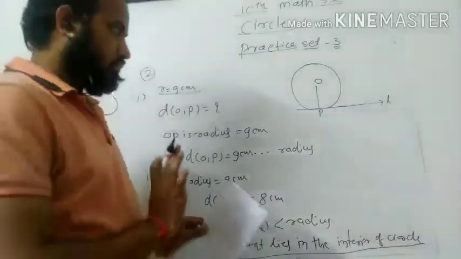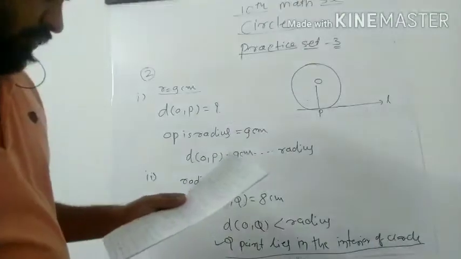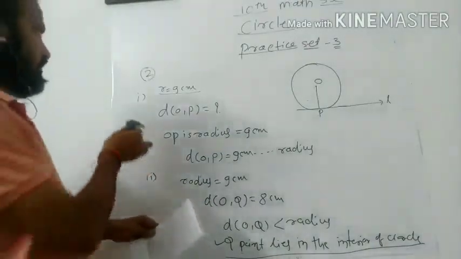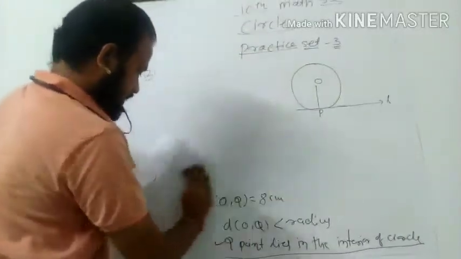Now we will solve 2 questions out of 3. We will move towards our third sub question, for which I am going to rub this portion. Now the third question is there.